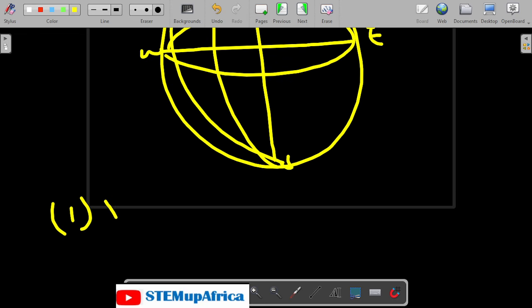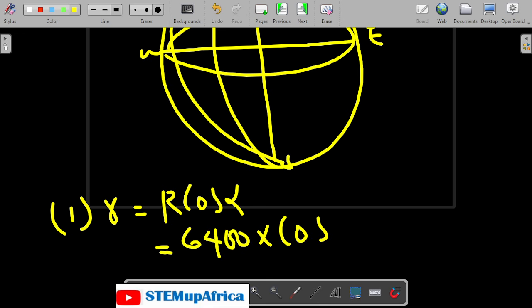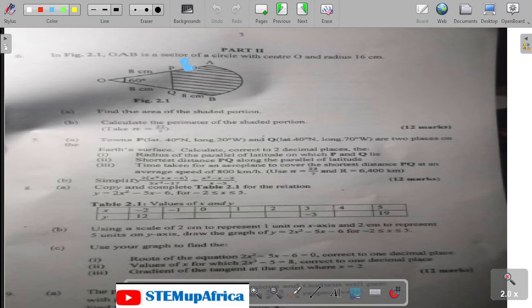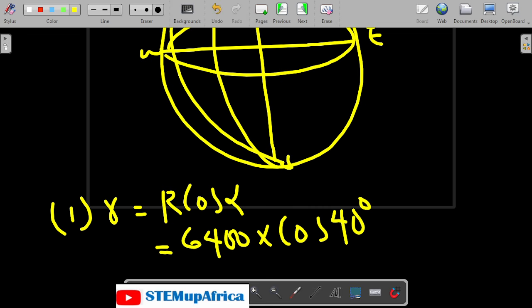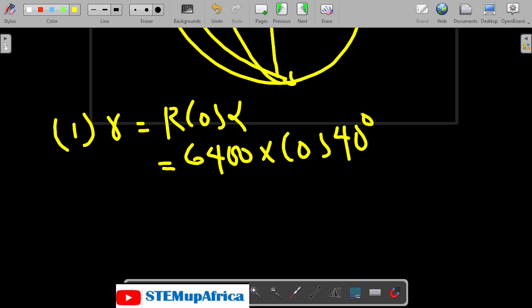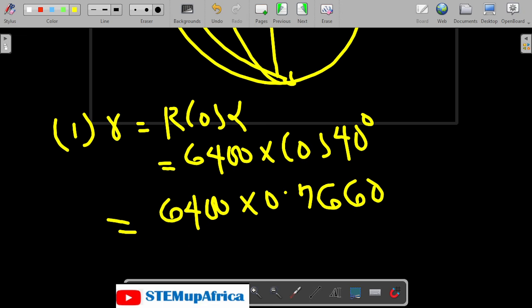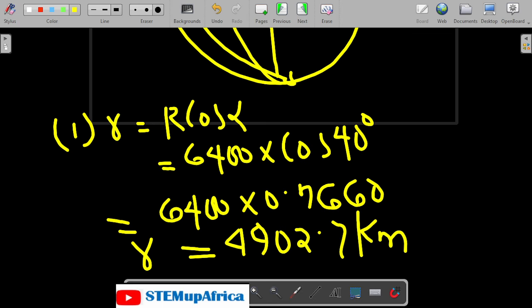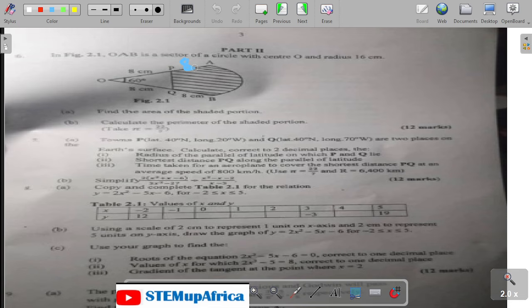The radius, small r, is big R cos alpha, which is 6400 times cos alpha, which is the latitudinal angle, 40 degrees. So that will give me 6400 times 0.7660, which is the value of cos 40. If I press my calculator, my radius will now give me 4902.7 kilometers.